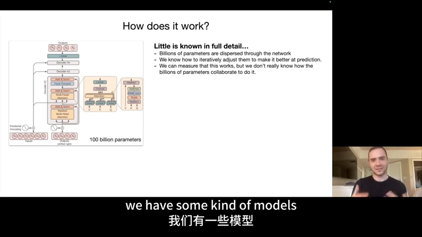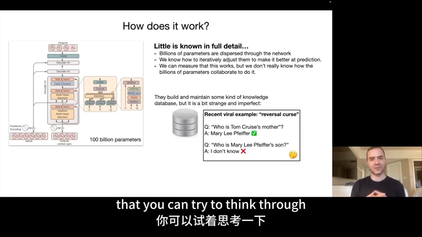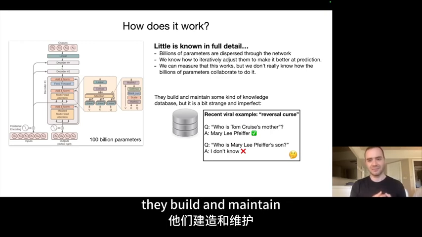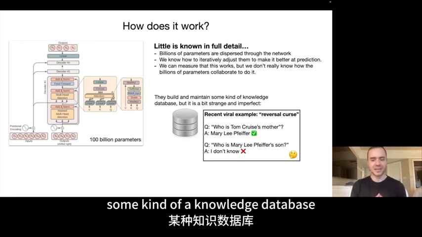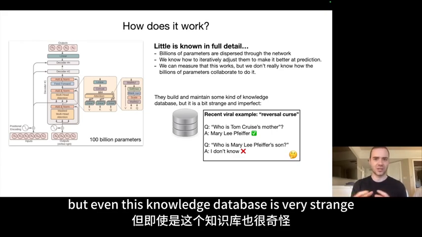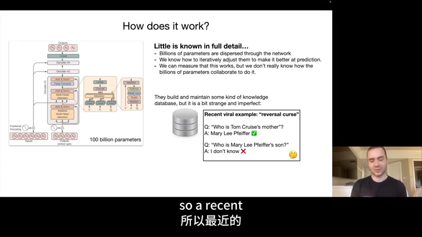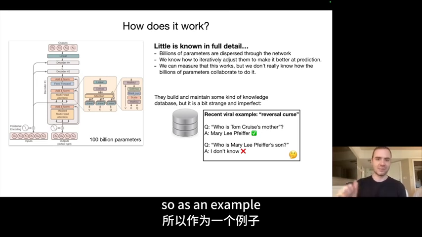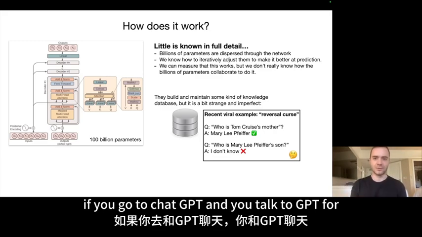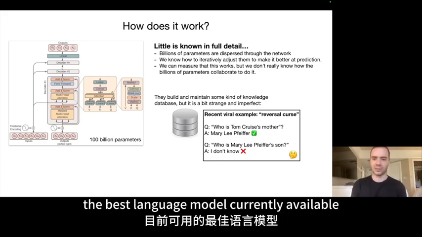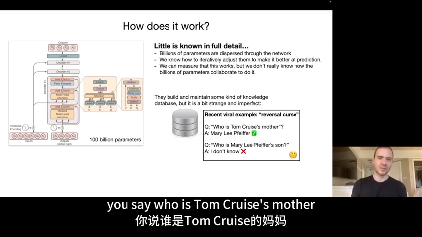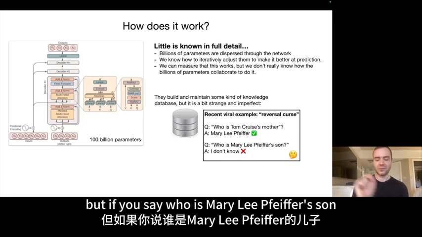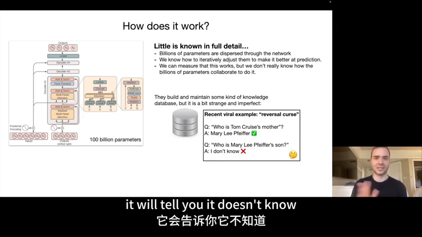We have some kind of models that you can try to think through on a high level for what the network might be doing. So we kind of understand that they build and maintain some kind of a knowledge database, but even this knowledge database is very strange and imperfect and weird. A recent viral example is what we call the reversal curse. If you go to ChatGPT and you talk to GPT-4, the best language model currently available, you say, who is Tom Cruise's mother? It will tell you it's Mary Lee Pfeiffer, which is correct. But if you say, who is Mary Lee Pfeiffer's son? It will tell you it doesn't know.